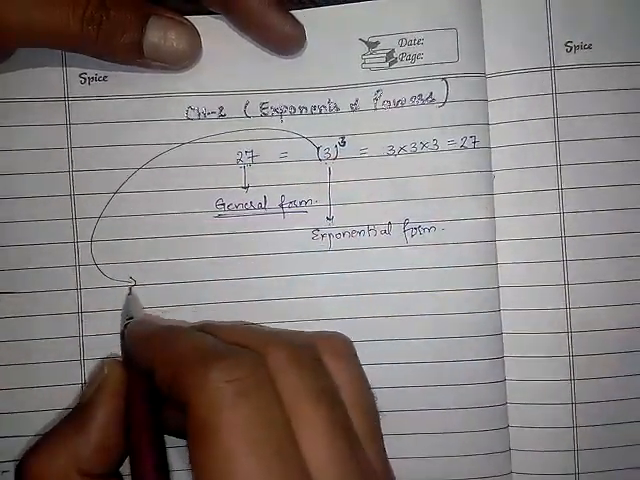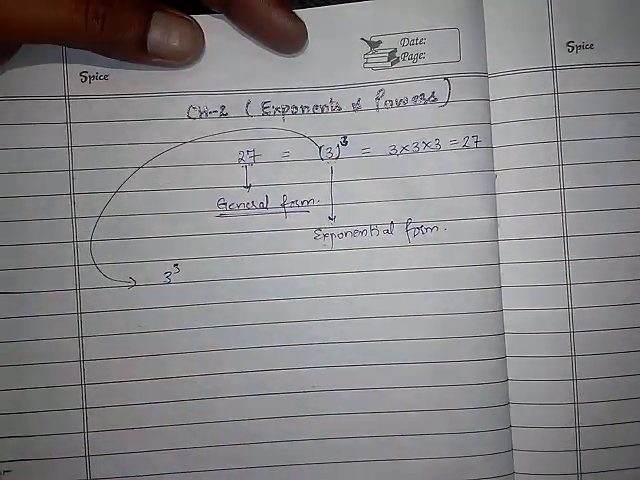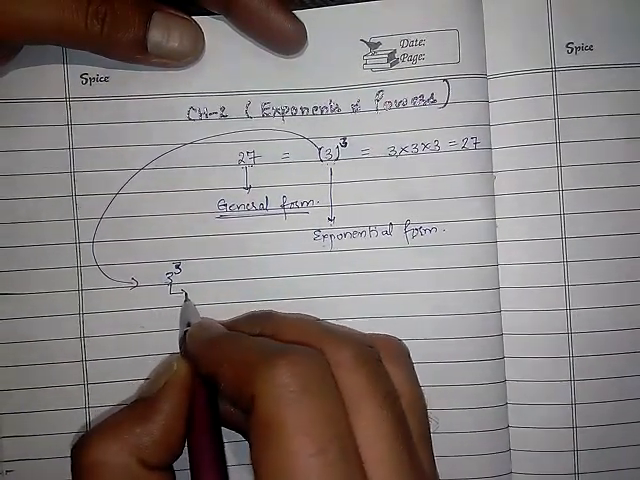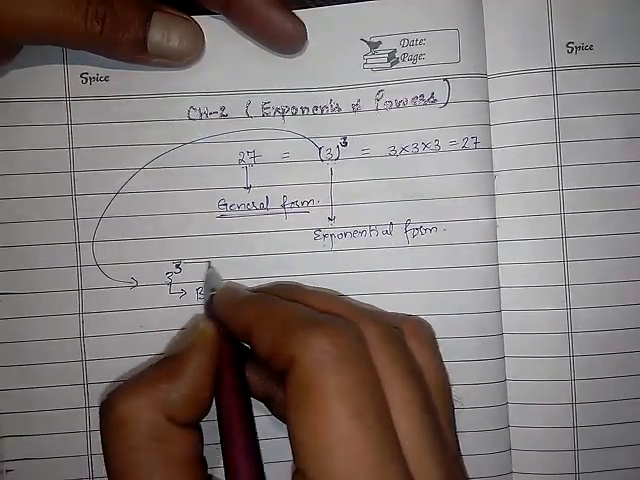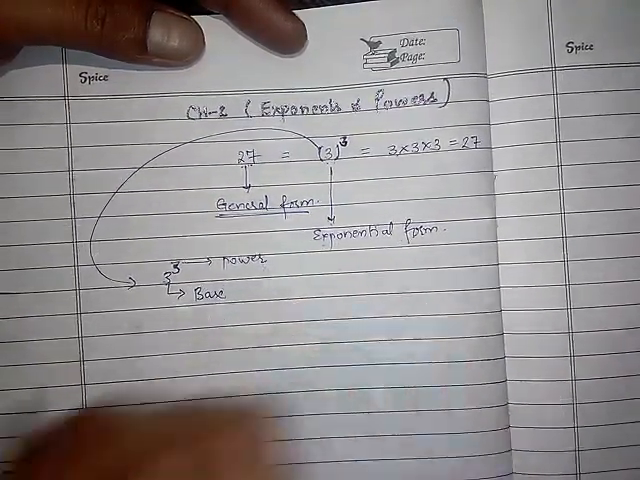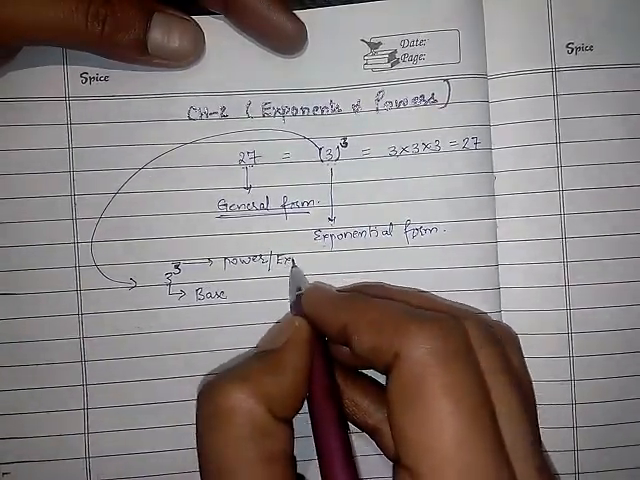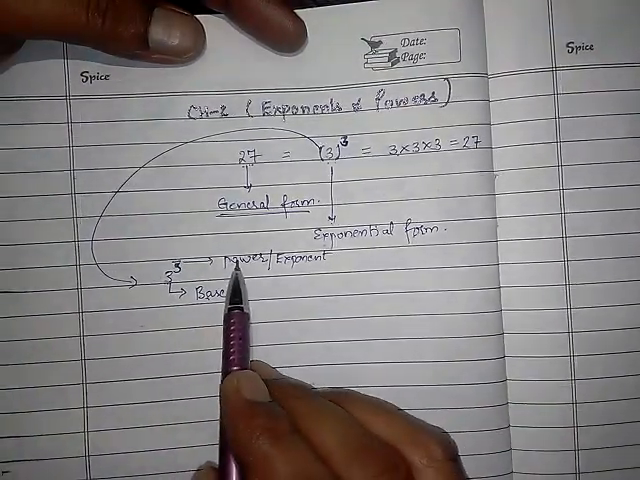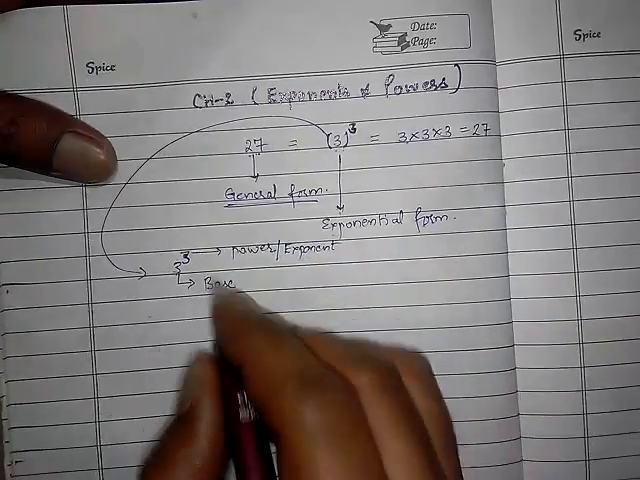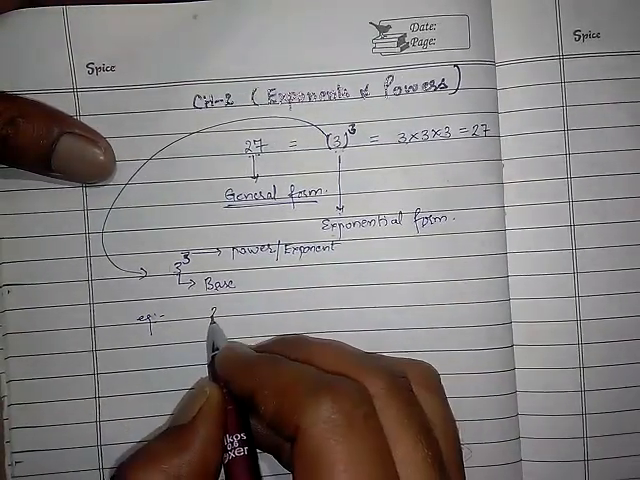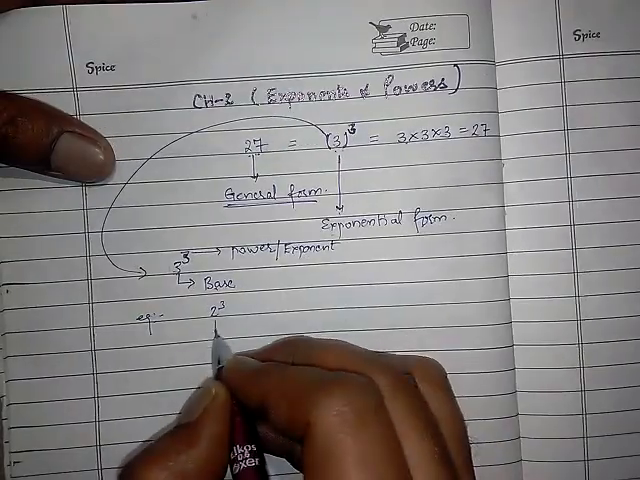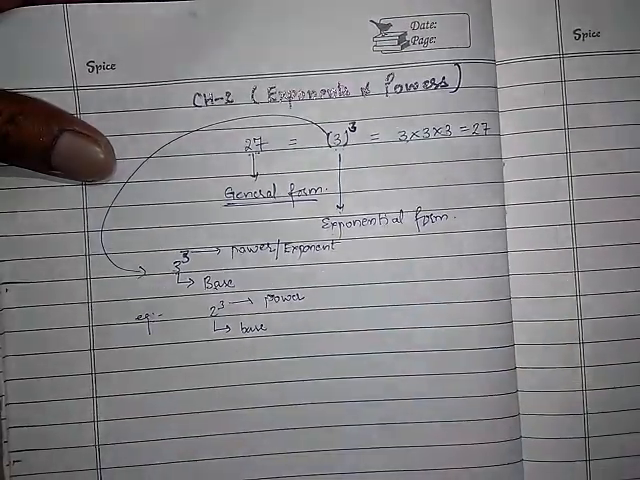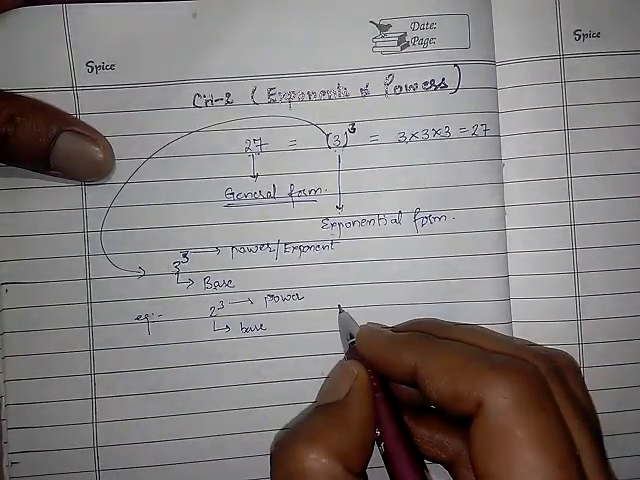So let's bring this number here, 3 raised to the power 3. What do you call this 3, which is here down? This 3 will be called the base, and this will be called the power of the base, or you can also say exponent, right? So this is base and this is power. Clear? You can give one more example, for example, 2 raised to the power 3. Here 2 will be the base and 3 will be the power. Clear?